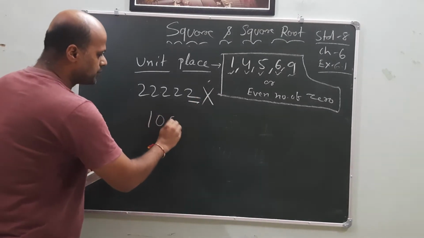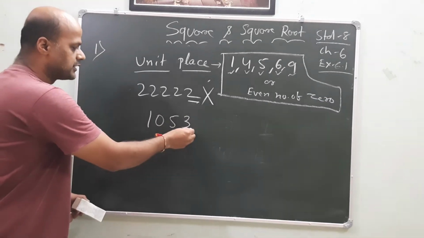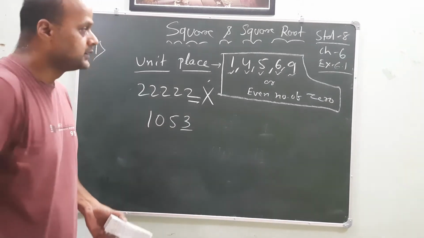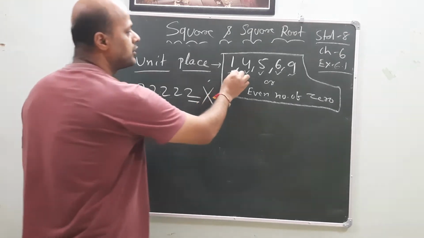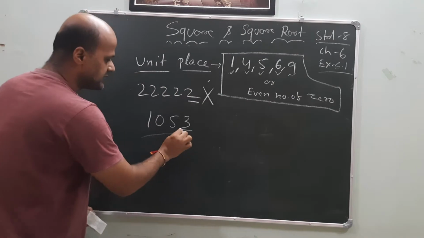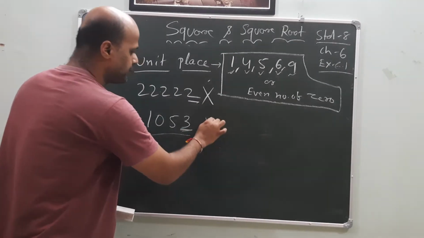Again, 1, 0, 5, 3. In the unit place, 3 is there. So is this number a perfect square? No. Why? According to our rule, one of those digits must be in the unit place. Understood, my dear friends? So this is not a perfect square.